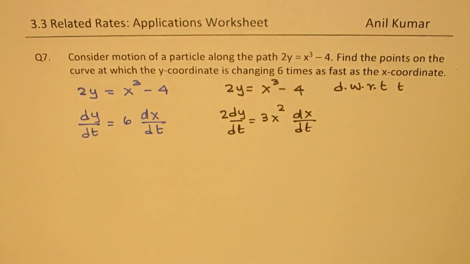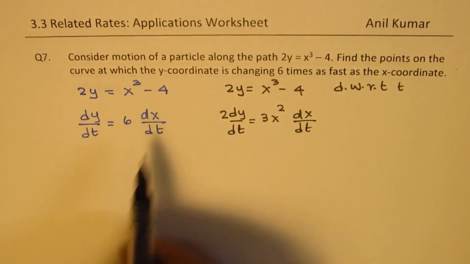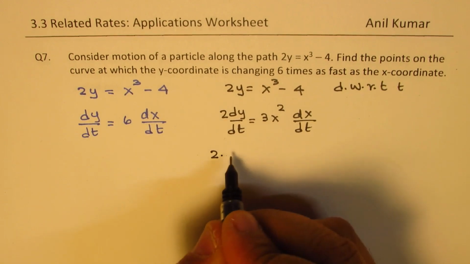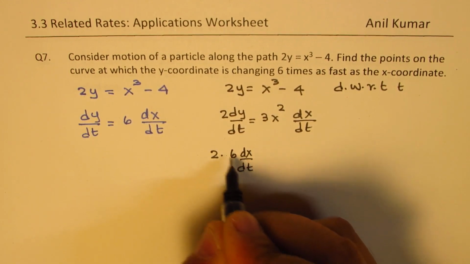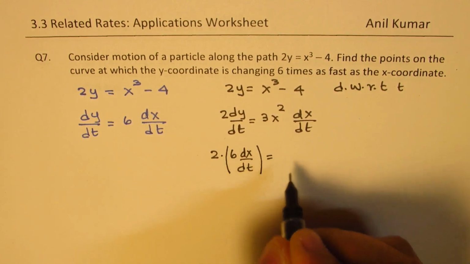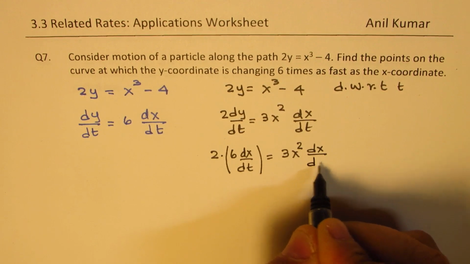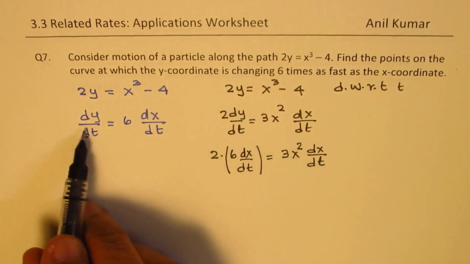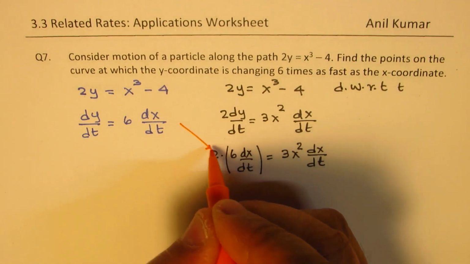Derivative of 4 is 0. Now, we know that dy/dt is 6 times dx/dt, so we get 2 times 6 dx/dt, correct? Let's put a bracket here, equals 3x² dx/dt, clear? So we replace dy/dt with 6 dx/dt from here. Is it clear to you?